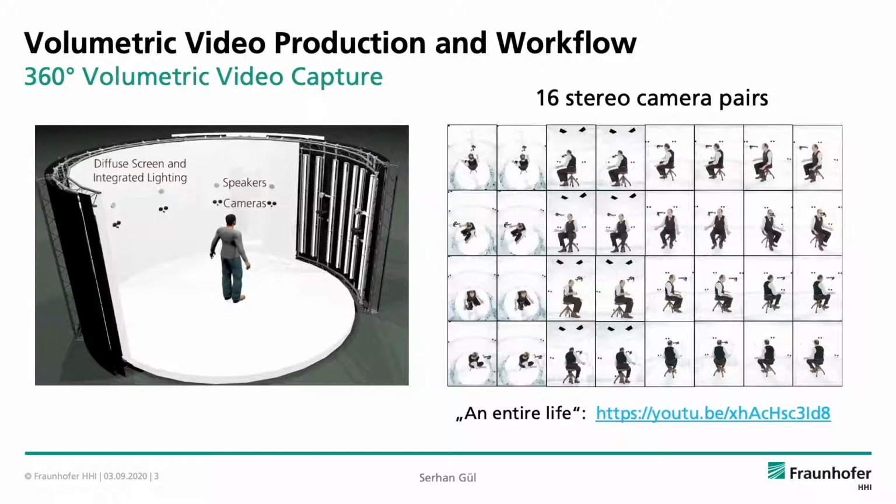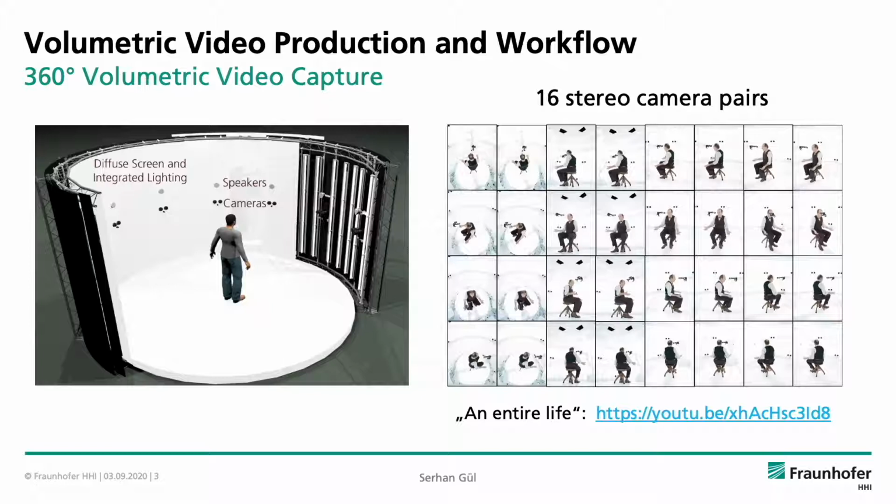So let's first take a look at the production of volumetric videos. The main idea of volumetric video is to capture a scene, usually with a moving person in it, from all directions using multiple cameras and reconstruct a dynamic 3D model of it.